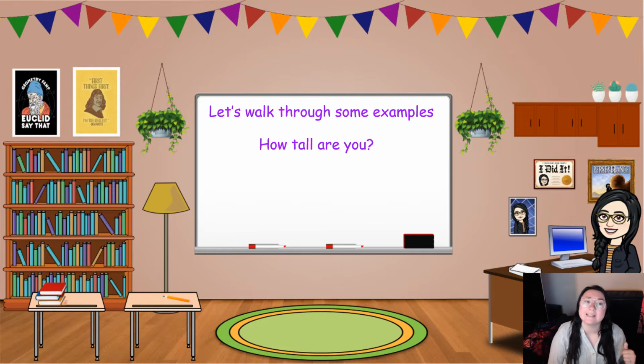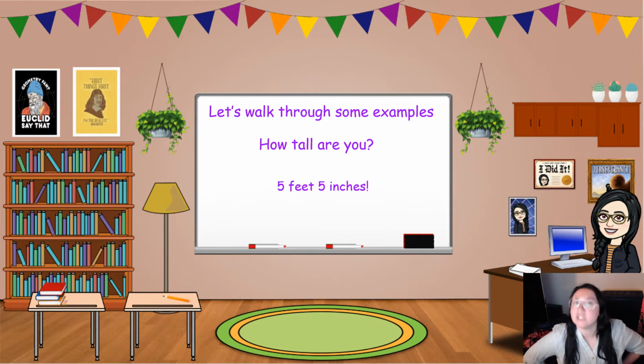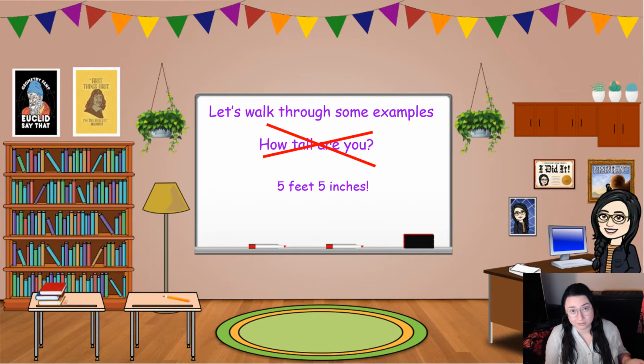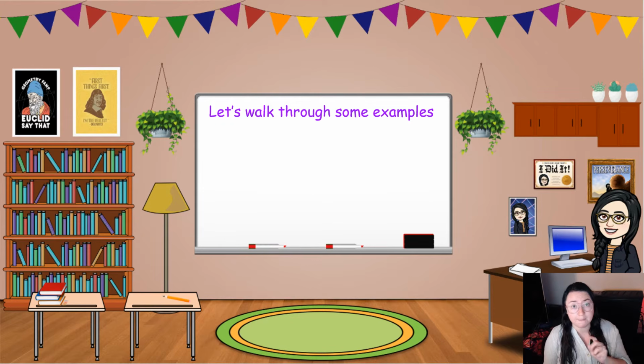First, I'm going to ask, how tall are you? Well, if someone asks me how tall am I would say I am 5 foot 5 inches. But can I give any other answer? I'm always 5 foot 5 inches. That's how tall I am. So that is not a statistical question. There's only one answer. It does not vary.